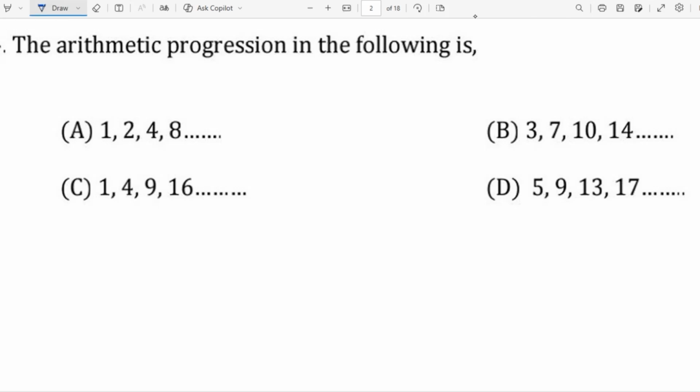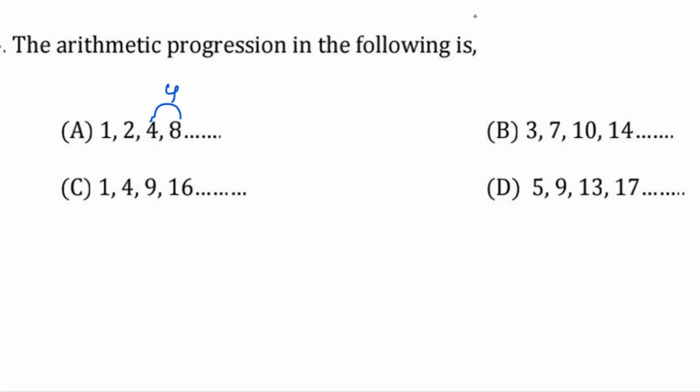Which of the following is an arithmetic progression? So we have to check the common difference; it should be the same. We'll just check here. 8 minus 4 is 4, 4 minus 2 is 2, 2 minus 1 is 1. Here it is not common, so it cannot be an AP. We'll go for the second one. 14 minus 10 is 4, 10 minus 7 is 3, 7 minus 3 is 4. So it is also not an AP. Then we'll go for the next one.